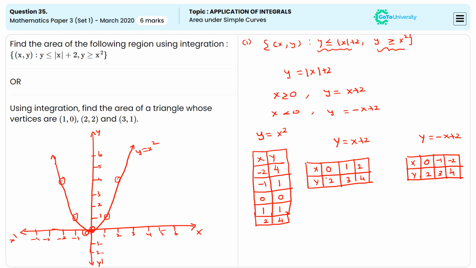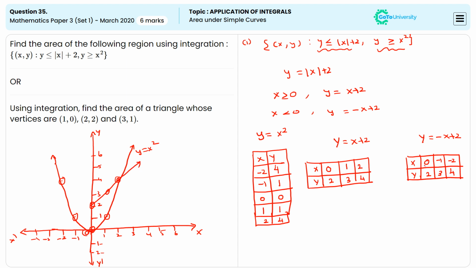So y equal to x + 2. The coordinate points are 0, 2, then 1, 3, and the other point is 2, 4. If we connect these points, we get the line like this.